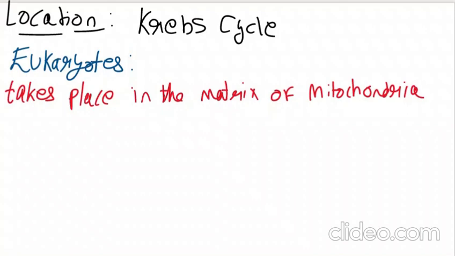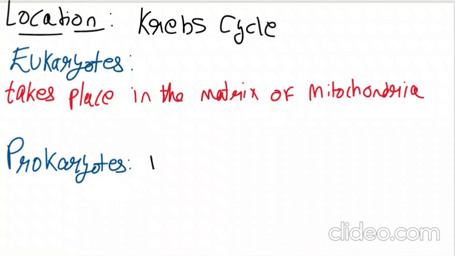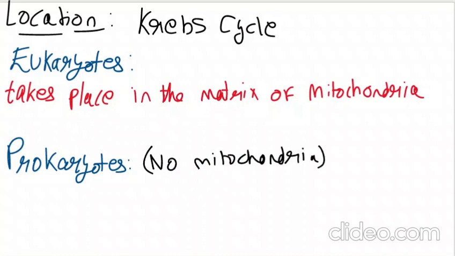Now, on my other hand, I have prokaryotes. What happens about prokaryotes? Prokaryotes are primitive cells, they do not have mitochondria, so I'll write over here, there is no mitochondria. But Krebs cycle respiration will even occur in prokaryotic cells.